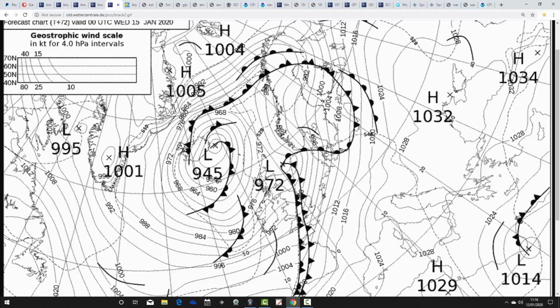Notice how tight the isobars are on the southern side of the triple point low. So severe gales again likely, particularly across England and Wales on Tuesday. So a very rough couple of days coming up.